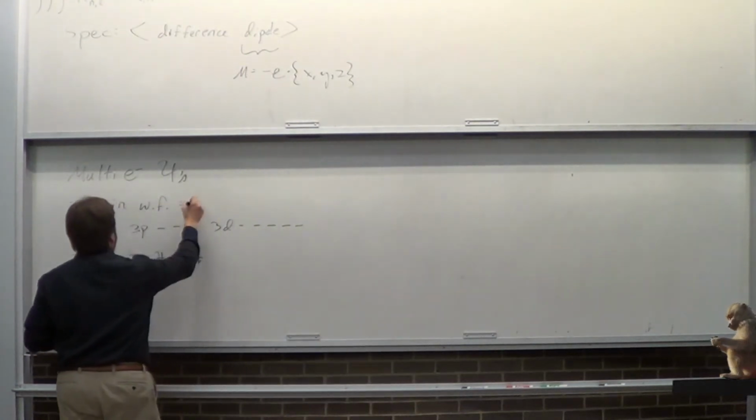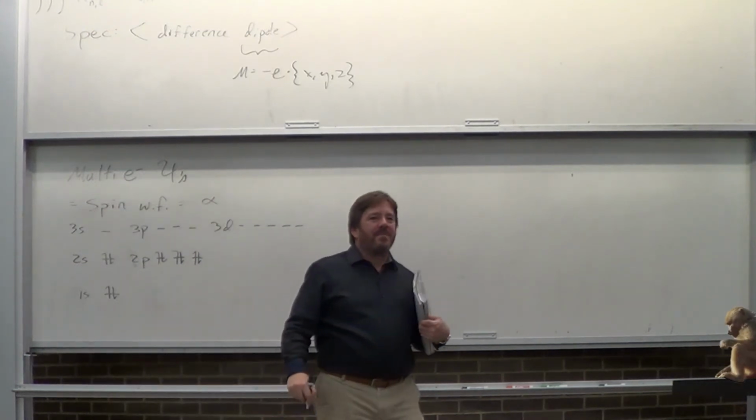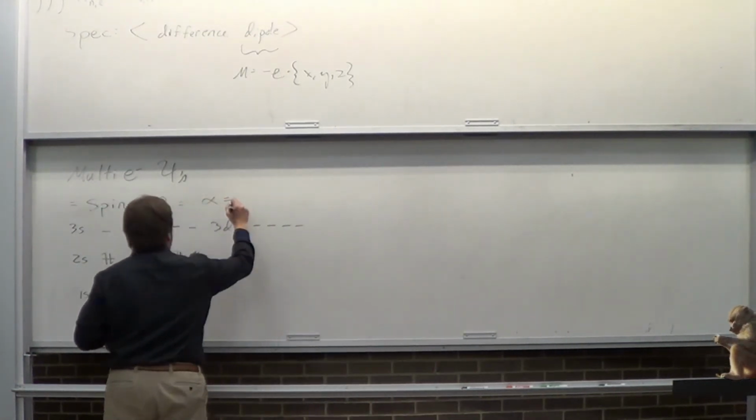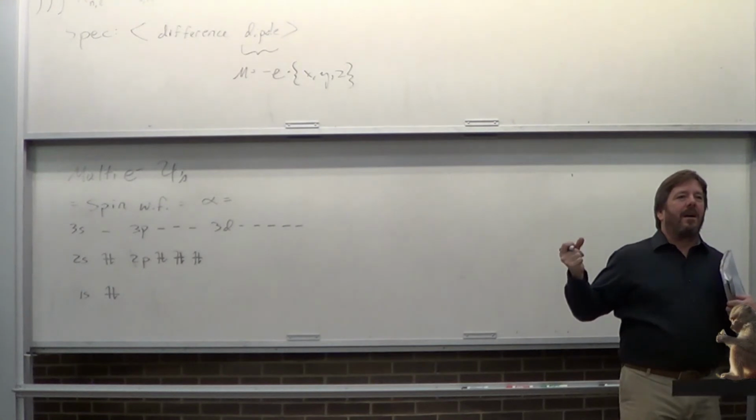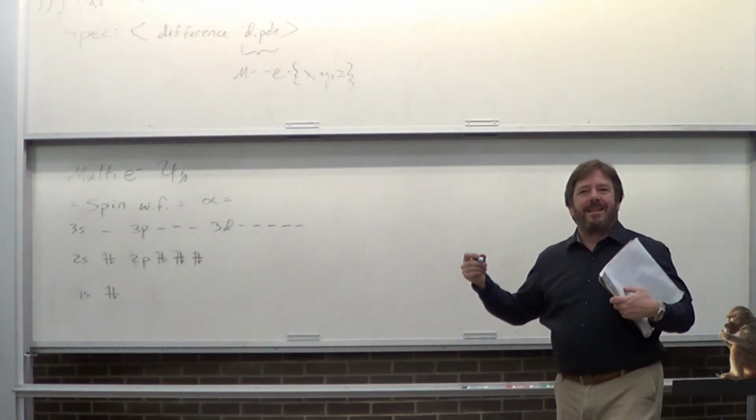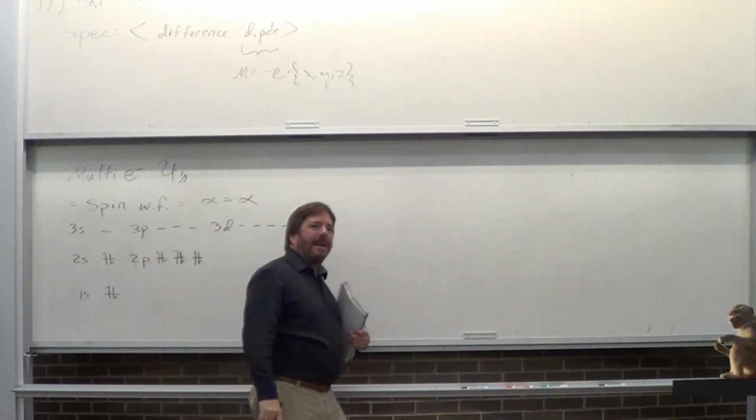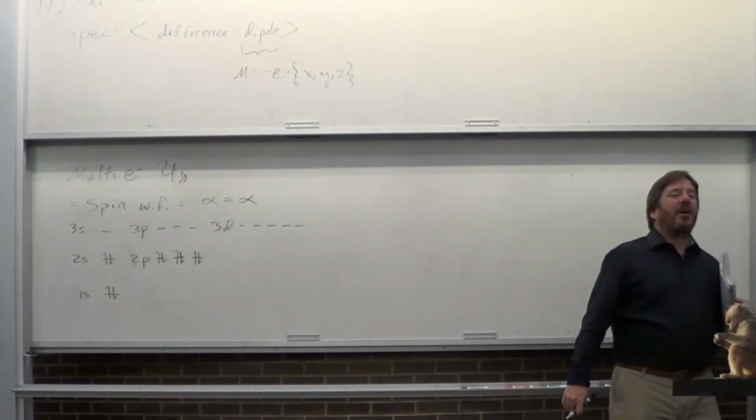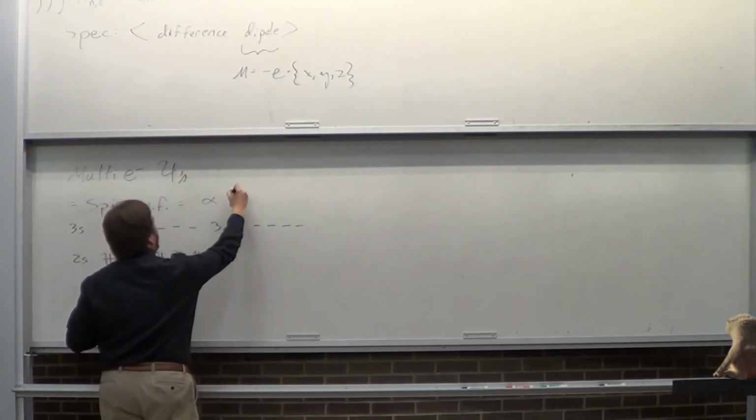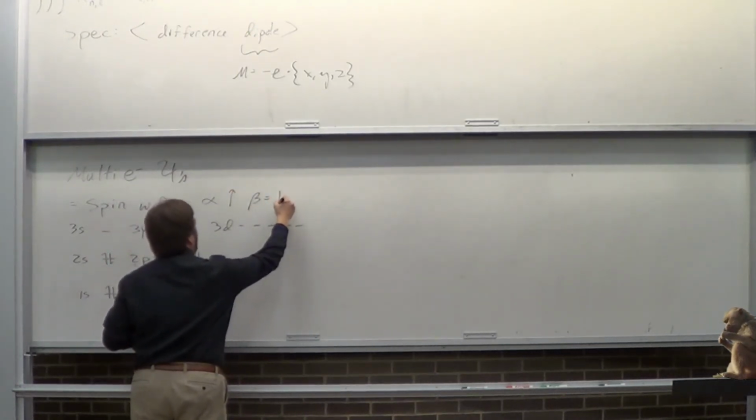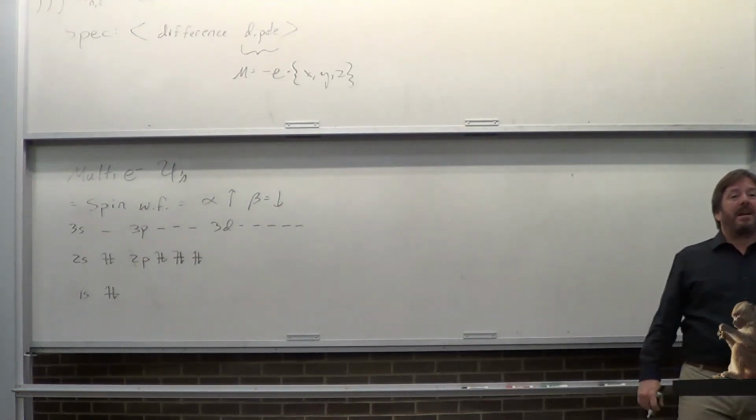Okay, spin wave functions. Here is the spin up wave function. Alpha. And now, who knows what alpha is equal to? Is this going to be e to the i phi, or e to the minus i phi? Alpha is equal to alpha. No fooling. There is no functional form. Alpha is just alpha. That's spin up. And beta is spin down. And that is it. Those are the wave functions. Alpha is alpha, beta is beta.